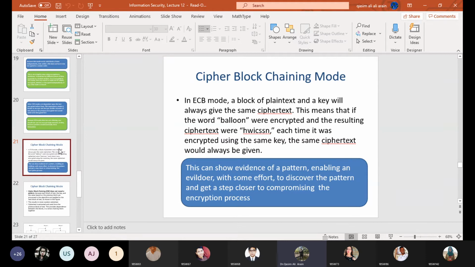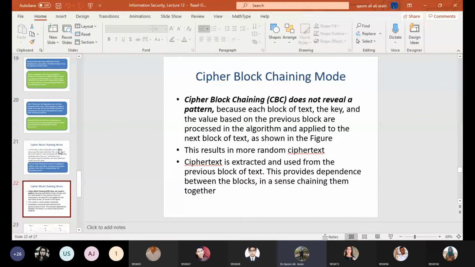This means that you are going to generate a pattern. We are talking about the ECB mode, so the same ciphertext would always be given. This can show evidence of a pattern, enabling an evildoer with some effort to discover the pattern and get a step closer to compromising the encryption process. That's what I'm saying, right? So if a pattern is generated, you can compromise any system.